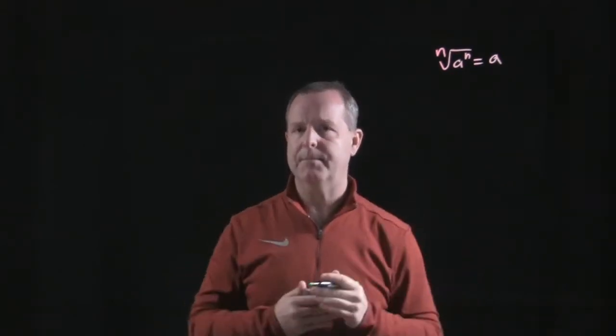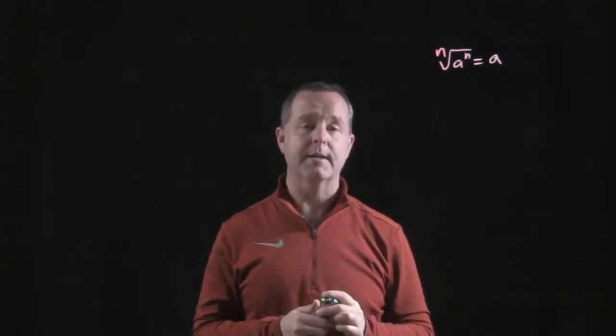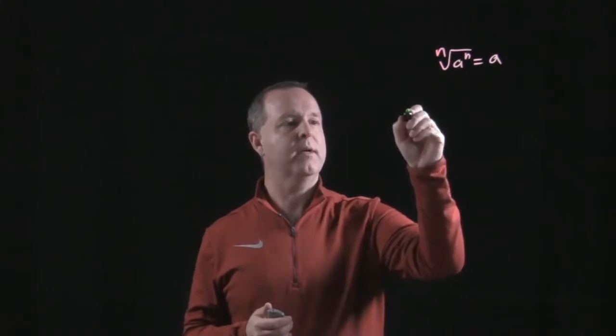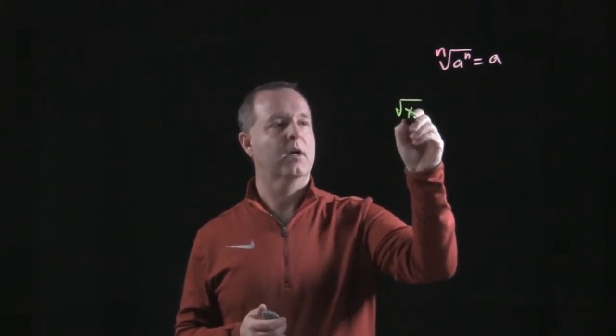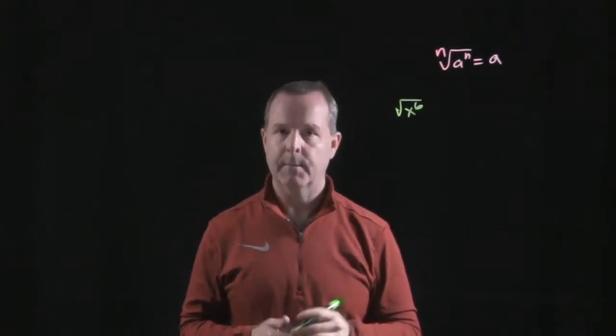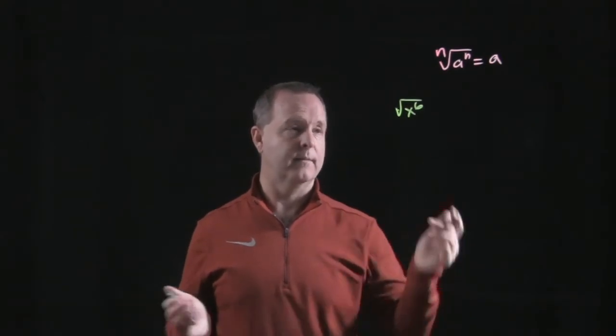We're going to drop the absolute value. So for now, we're just going to assume that we're going to work with a positive result. So how do we find out if, for example, the square root of x to the 6th is a perfect square? Or how to identify a perfect square?